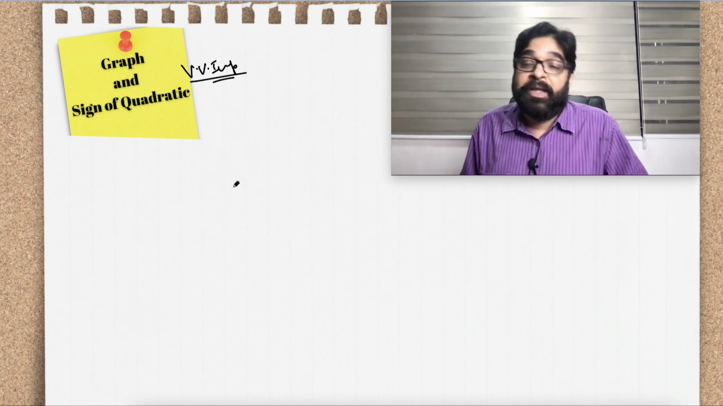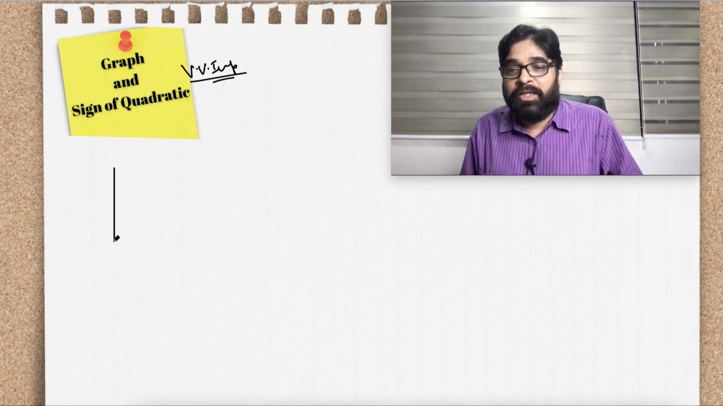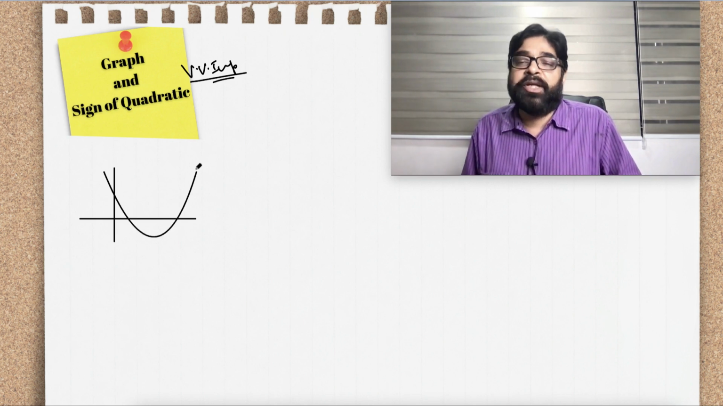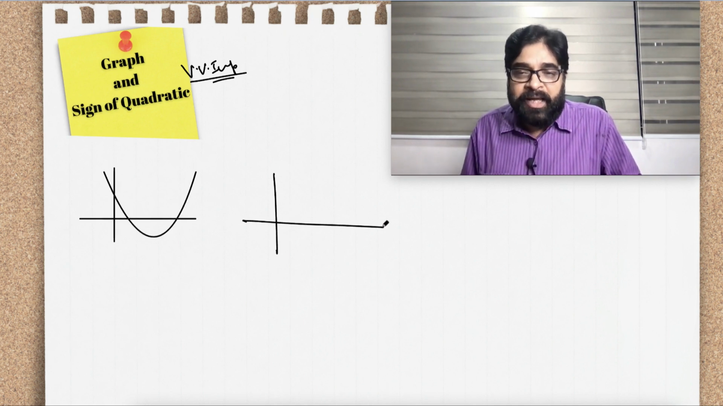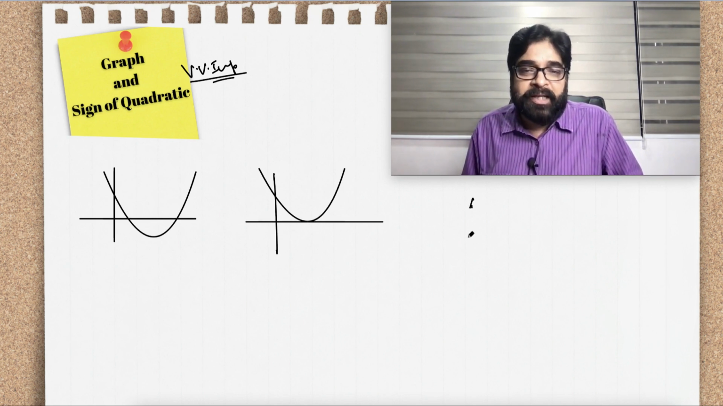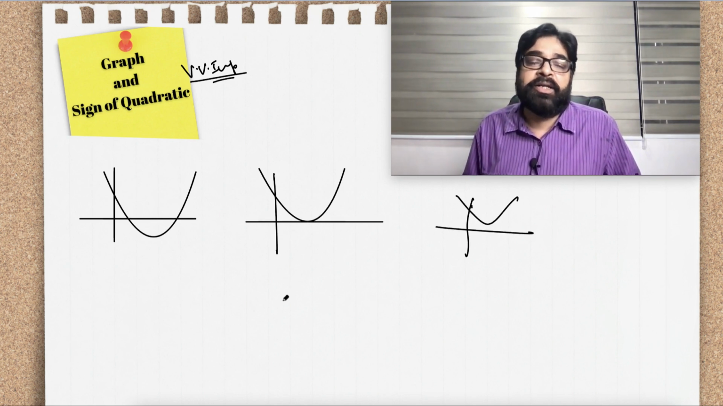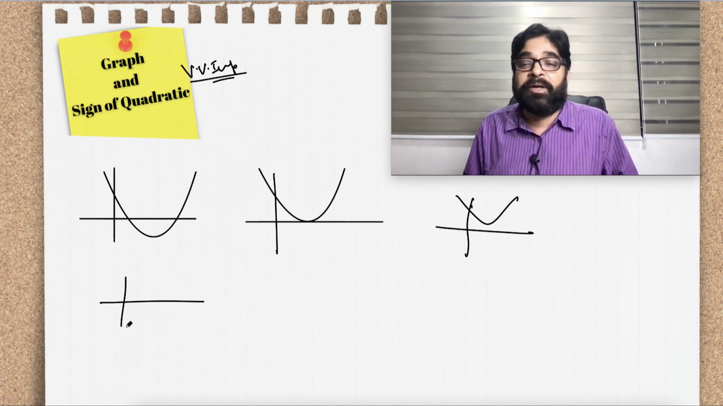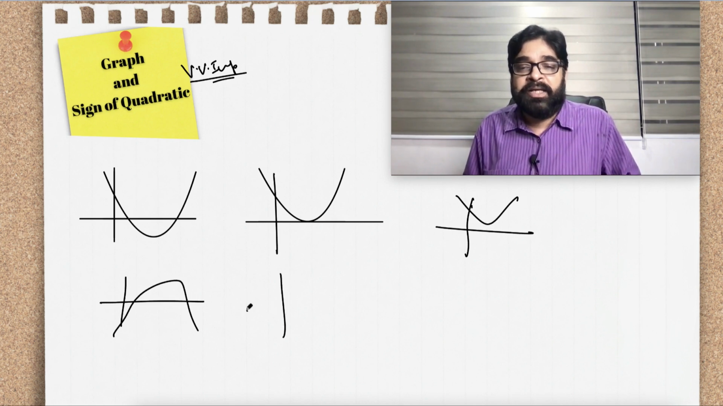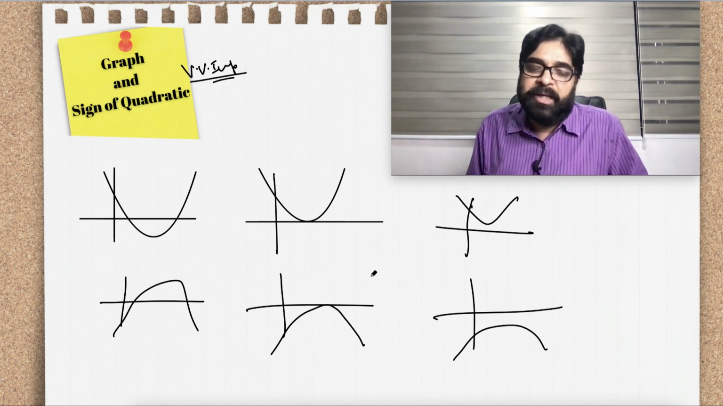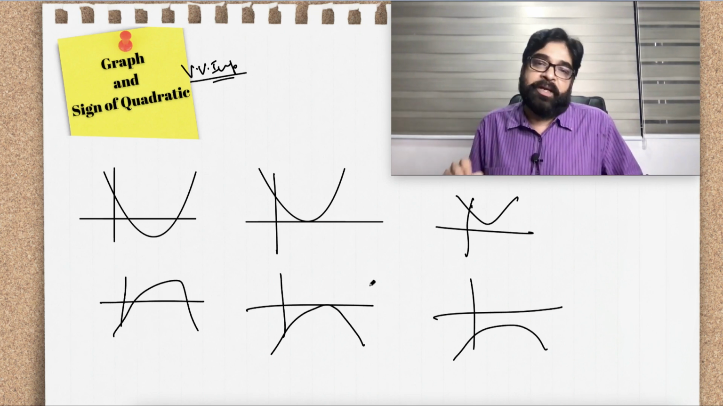That you should know. Maybe some of you know also, there are only 6 graphs. If a greater than 0, d greater than 0, this graph. a greater than 0, d equal to 0, it will touch somewhere. a greater than 0, d less than 0, neither touch nor intersect. And similarly, 3 reverse: a less than 0, it will be something like this; a less than 0, d equal to 0; a less than 0, d less than 0, something like this will come. And believe me, it will tell you everything.